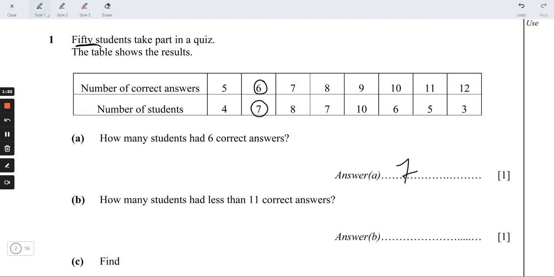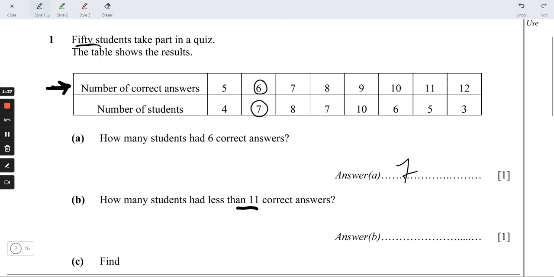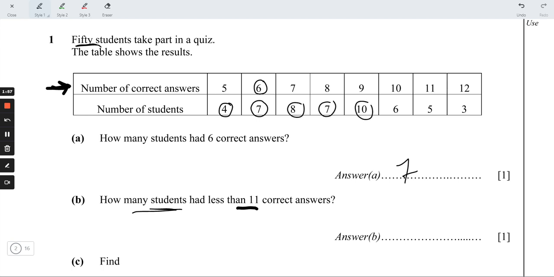How many students had less than 11 correct answers? Here are the correct answers, which they needed less than 11. Less than 11, that means not 11: 5, 6, 7, 8, 9, and 10. So number of students, because they are asking about number of students, we'll choose 4, 7, 8, 7, 10, and 6.